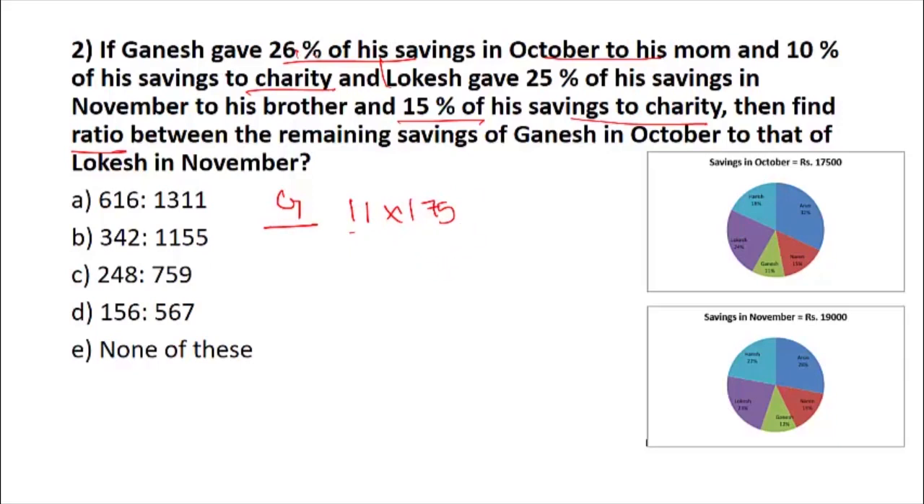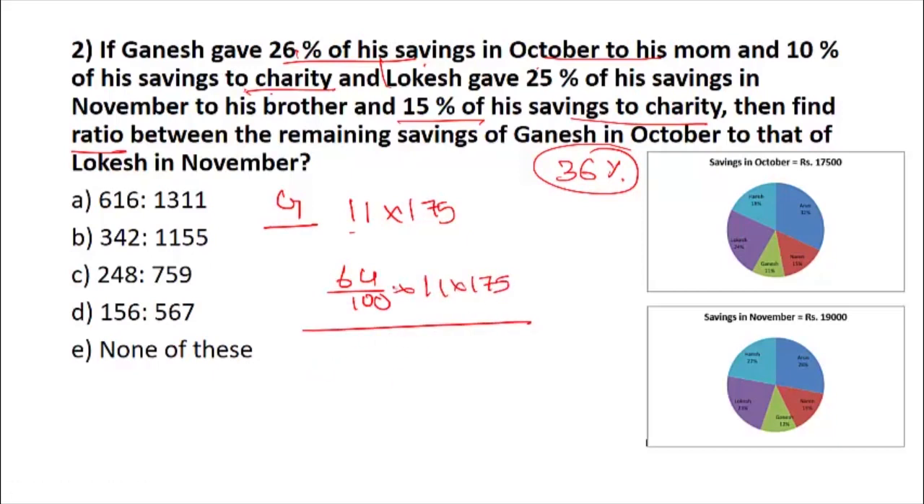Next, if you see, 26% of his saving in October to his mom and 10% of his saving to charity. What is remaining? How much he has donated? 36. What is remaining? 64. So 64% of this amount, 11 into 175. Okay, next let us see the one divided by Lokesh.